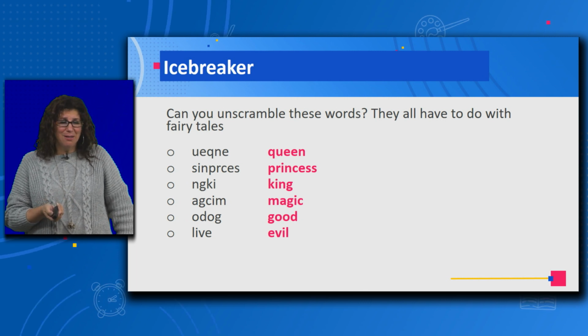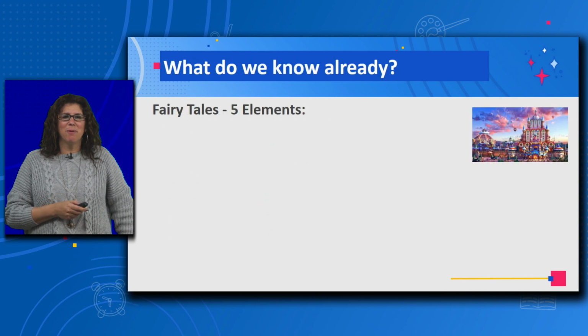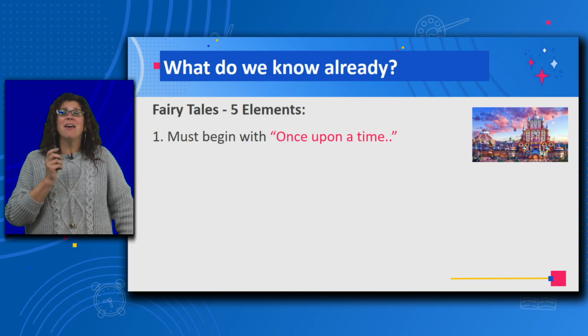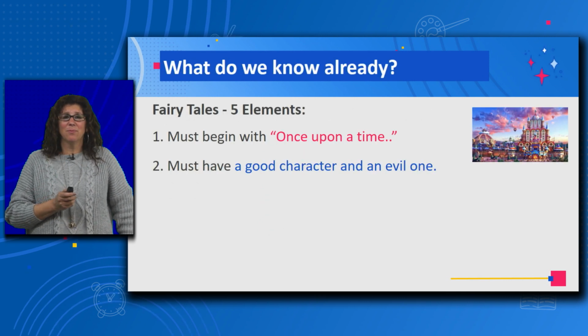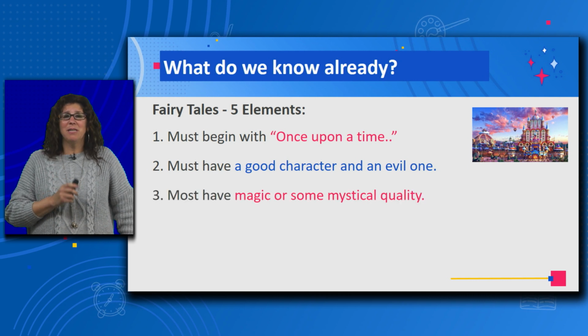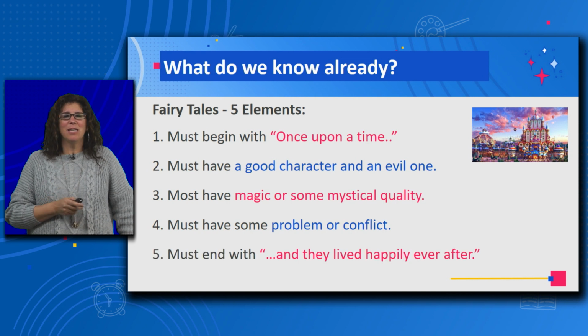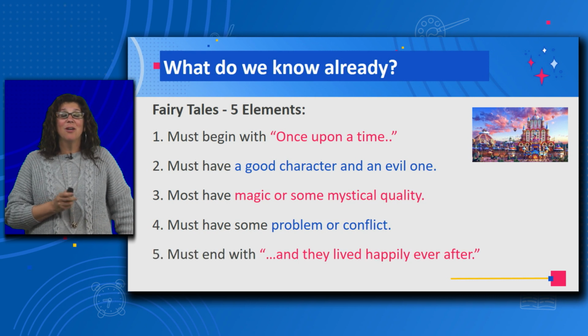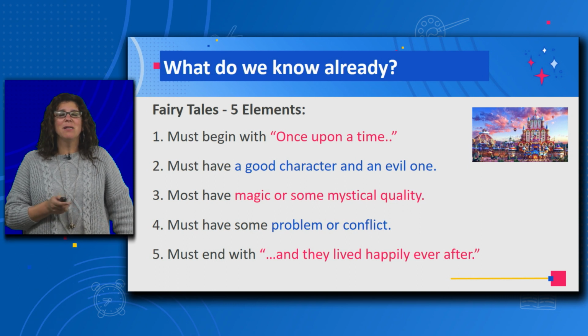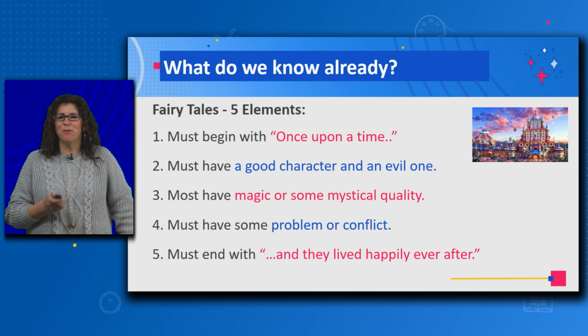Remember that? Well, let's make sure we remember. There are actually 5 elements of a fairy tale. Number 1, you must begin with once upon a time. Second one, you must have a good character and an evil one. Third, you must have magic or some mystical quality. Fourth, there has to be some sort of problem or conflict. And 5, you must end with they live happily ever after.